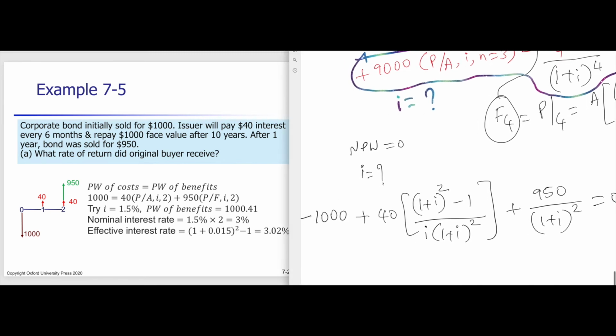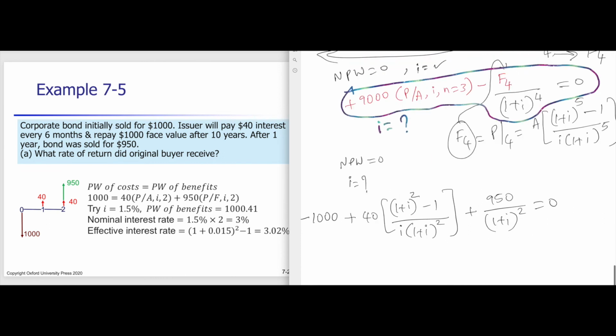Let me see if I can reduce the zoom. Yeah, this is better. So this is equal to 0. Then we can solve for I. Okay, that's how we do the problem.